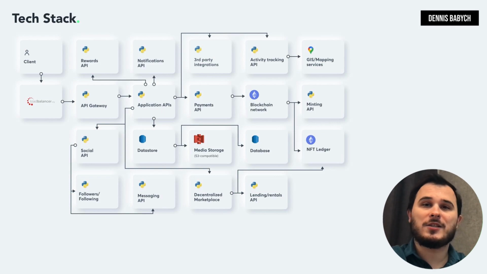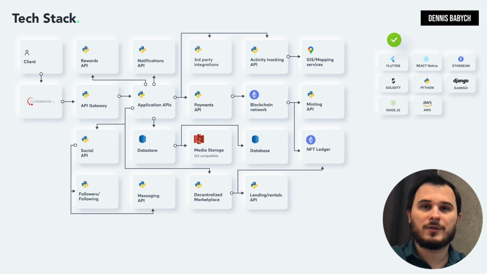Flutter or React Native are excellent choices for the mobile app development. For backend development, a combination of Ethereum, Solidity, and Python, Django, Node.js, plus Amazon Web Services for basic functions are perfect options. Of course, you can create your own custom blockchain, which will cost you $1. But this is a vital strategy in a really long run.